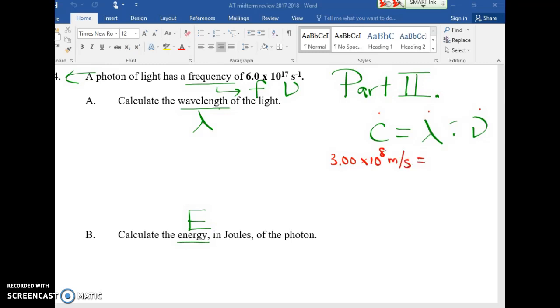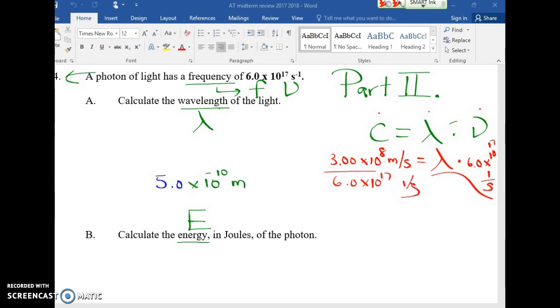Wavelength is what we're solving for. I'll leave it as a lambda. The frequency we're told is 6.0 times 10 to the 17th cycles per second. That's also the same 1 per second. You're not responsible for units. And when we calculate this, we divide both sides by this 6.0 times 10 to the 17th cycles per second. And we get an answer of 5.0 times 10 to the negative 10 meters.